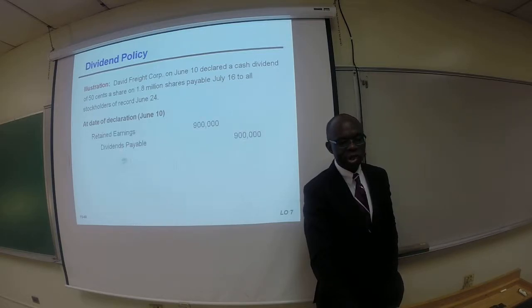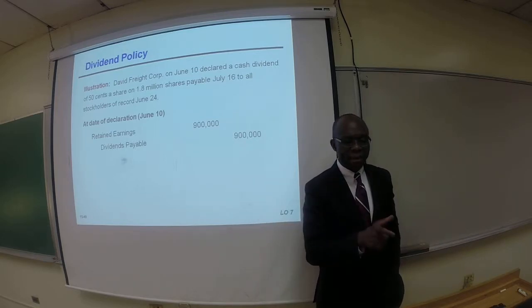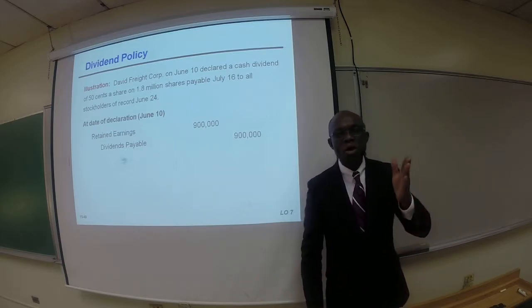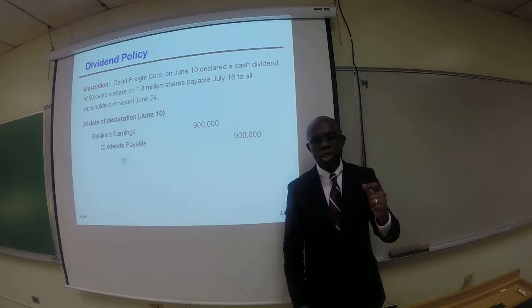So look at the journal entry that we have here. We credit dividend payable for $900,000. We debit retained earnings for $900,000. Remember, retained earnings is the second part of the stockholders' equity section of the balance sheet.